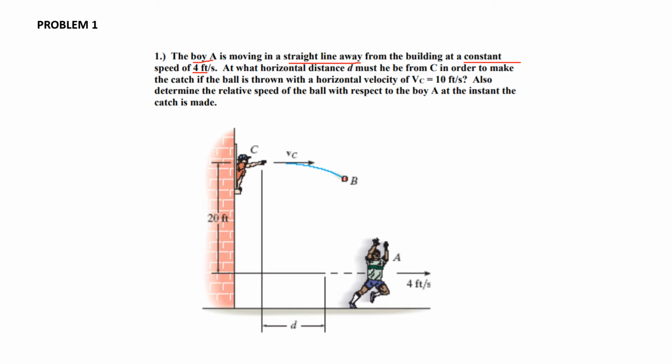At what horizontal distance, so we're searching for this distance D, must he be from C right here in order to make the catch if the ball is thrown at a horizontal velocity of v sub c equal to 10 feet per second? So it tells us our direction and our magnitude of that velocity of the ball itself. Also, they want us to determine the relative speed of the ball with respect to the boy A at the instant the catch is made.